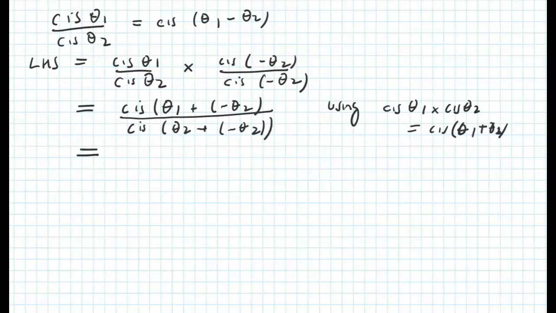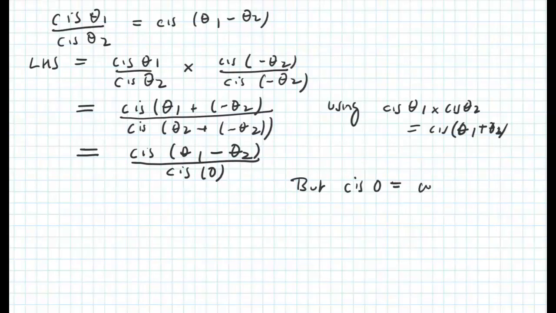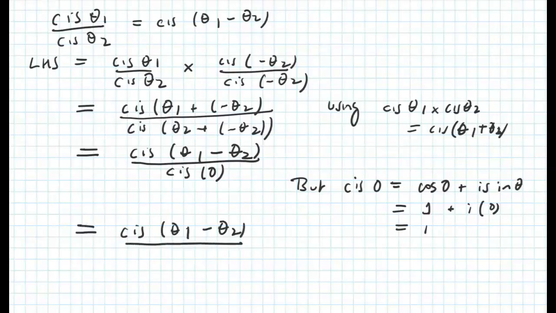And we notice that cis 0 is equal to cos 0 plus i sin 0. Cos 0 is 1, sin 0 is 0. So that cancels down to cis of theta 1 take theta 2 over 1, which cancels to cis of theta 1 take theta 2, which is what we're trying to prove.